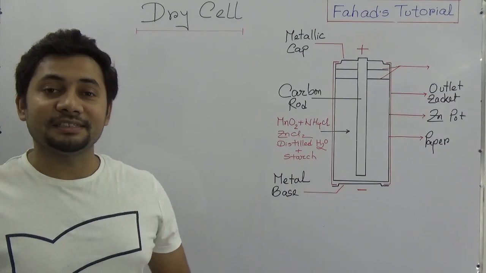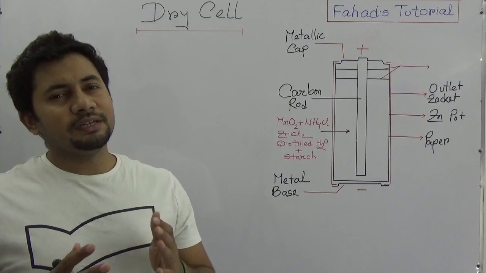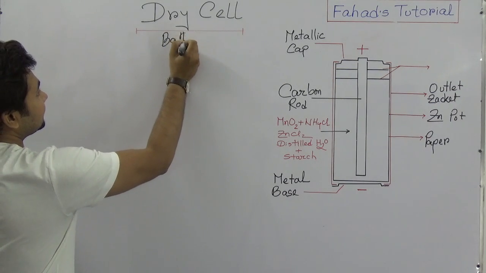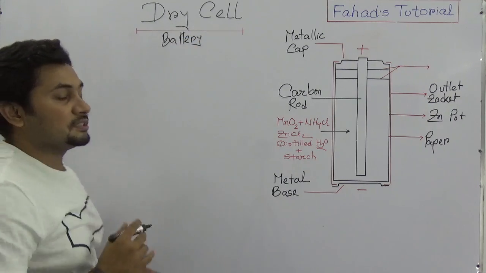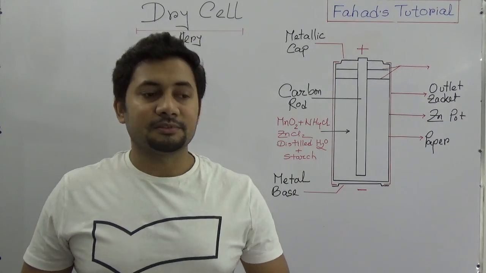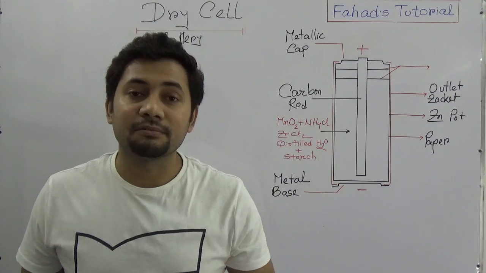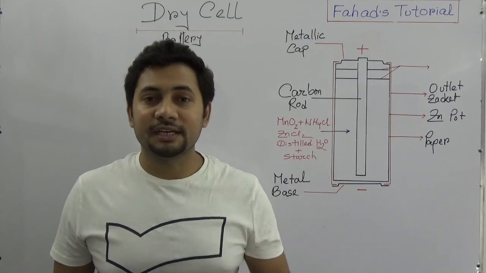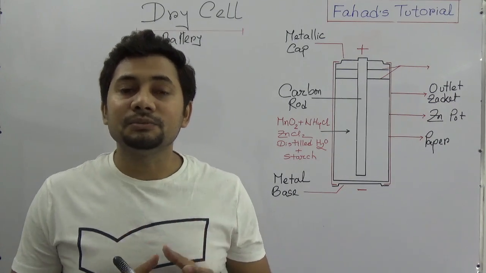The most common dry cell is the alkaline cell. We usually say a battery; we say the dry cell as a battery. So we use this dry cell in things like television remotes, children's toys, even radios and torchlight. So what is the use of it?